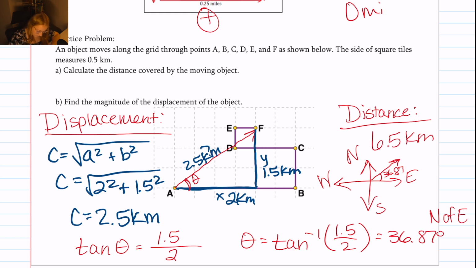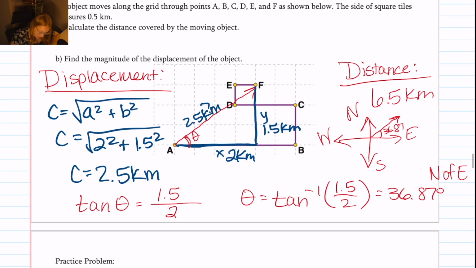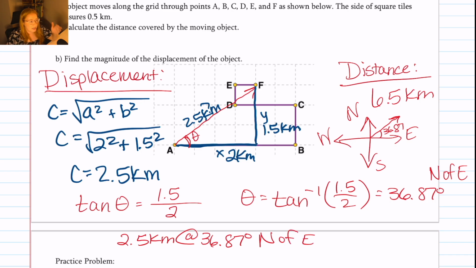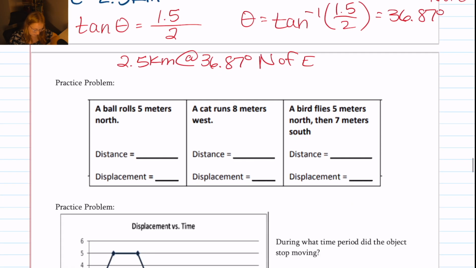So if it skews north and the primary direction is east, that would be north of east. To sum it all up, the displacement is 2.5 kilometers at 36.87 degrees north of east. Since this was at an angle, it made it more complex. I couldn't just say right or left or up or down. I had to give a specific angle, and I also had to give a specific direction for that angle. So that's why that example was harder.